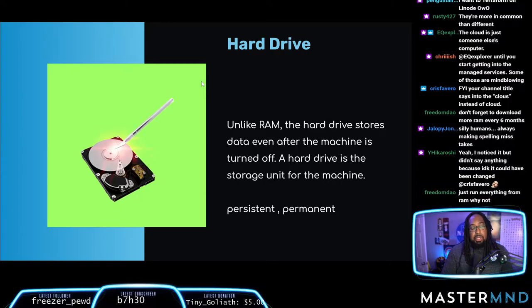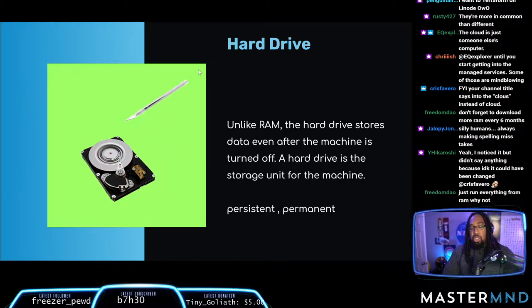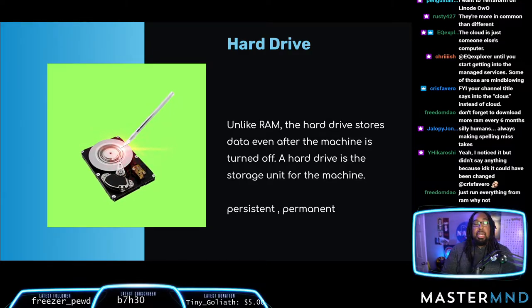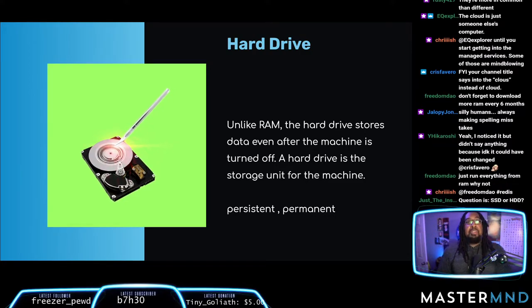Now we have hard drives. A bunch of things fall inside of this storage, inside of hard drives. But unlike RAM, which we said was temporary and volatile, a hard disk drive stores data even after the machine is turned off. A hard drive is a storage unit for the machine. This is persistent, permanent storage. This is the type of storage that your operating system is installed on. This is the type of thing where you want to save files. If you have an application that's doing some processing and you need to save some files, the hard drive is where it would go.